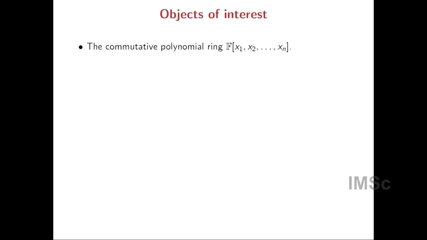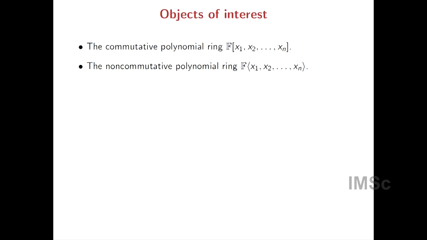So just a quick background slide. The objects we're interested in are polynomials. The commutative polynomial ring is a multivariate polynomial ring, where F is any field. You could take it as rational numbers or complex numbers. And the corresponding non-commutative object is the free non-commutative polynomial ring, where the angular brackets say that these variables xi don't commute with each other.